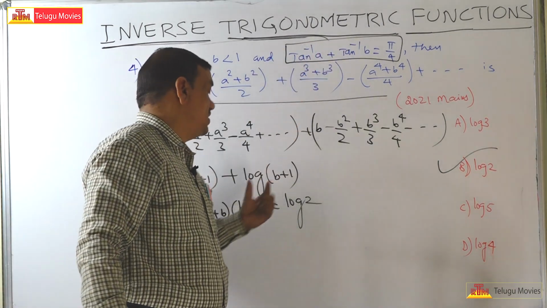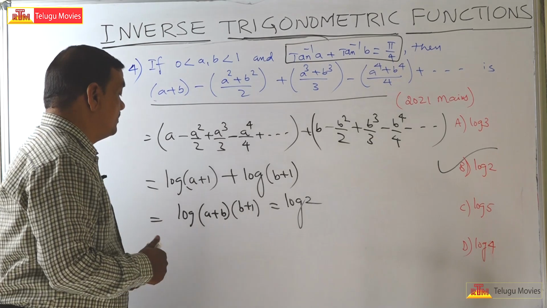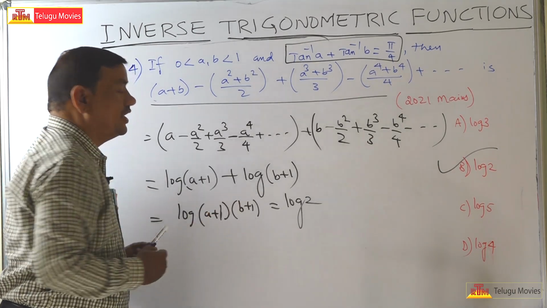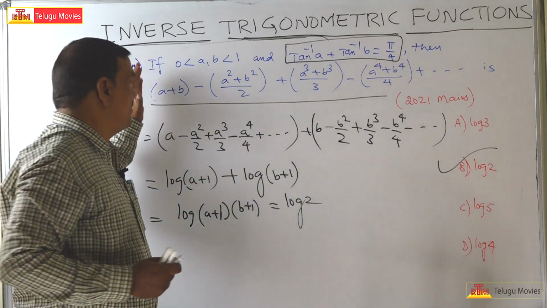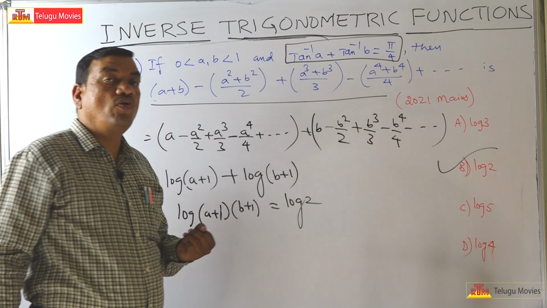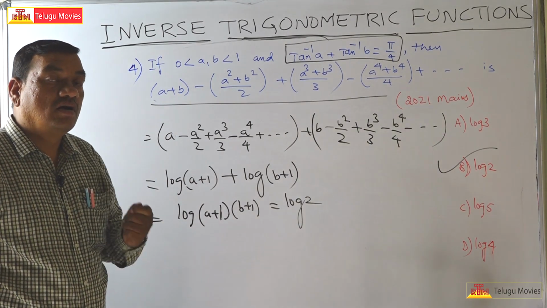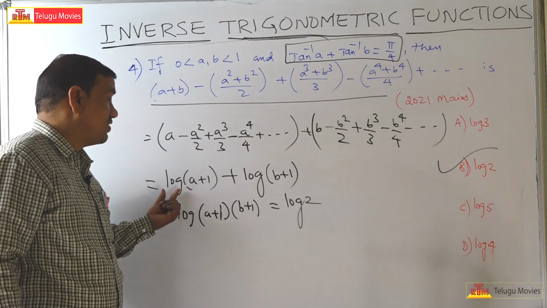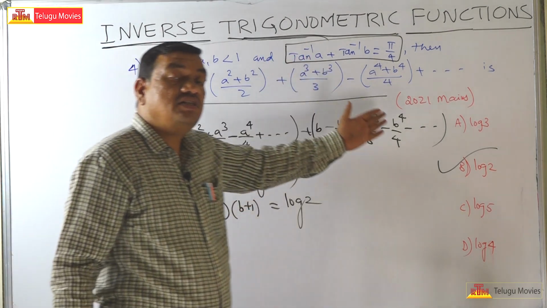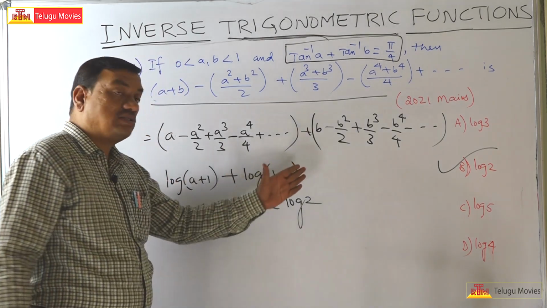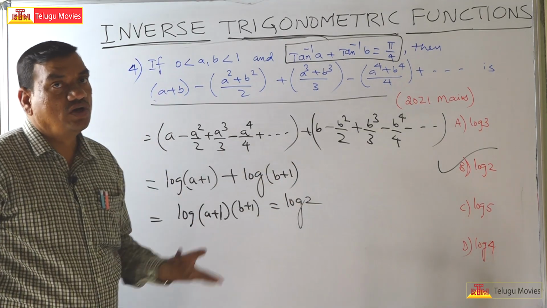From this we can easily get a plus 1 into b plus 1, separating the a terms and b terms. If we have a grip over the logarithmic expansion, this is clearly the expansion of log of a plus 1, this is clearly the expansion of log of b plus 1, and log a plus log b is log of ab. So we got the answer.